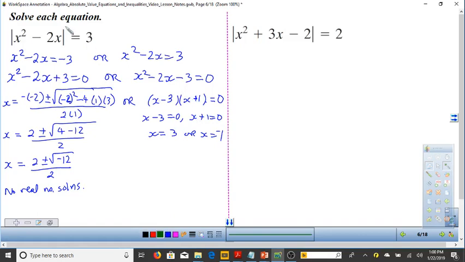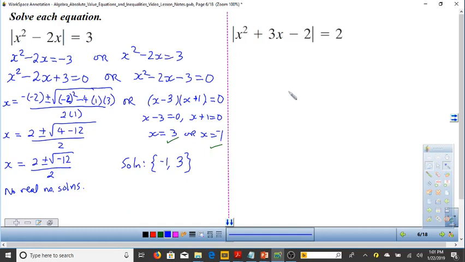We go 3 squared minus 2 times 3. 3 squared is 9. 2 times 3 is 6. So 9 minus 6 is 3. Absolute value of 3 is 3. And then negative 1 squared is 1, and negative 1 times negative 2 is positive 2. 1 plus 2 is 3. Absolute value of 3 is 3. So our solution is negative 1 and 3.